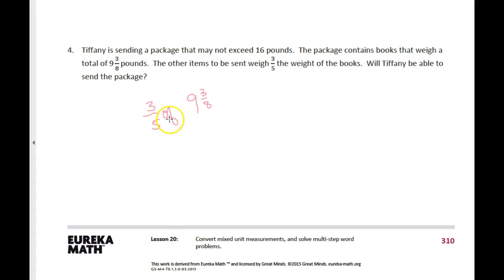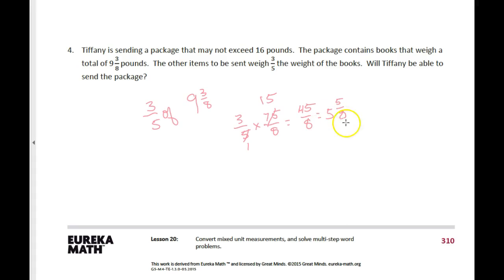So we're going to have to turn this into an improper fraction. 9 times 8 is 72, plus 3 more gets us 75. So that's 75/8, and we're multiplying that times 3/5. And we know that 5 goes into itself once, and 5 goes into 75 fifteen times. So 3 times 15 is 45, and we're dividing that by 8 to figure out how many pounds it is. We know that 8 times 5 is 40, and there's 5 left over, so 5 5/8.